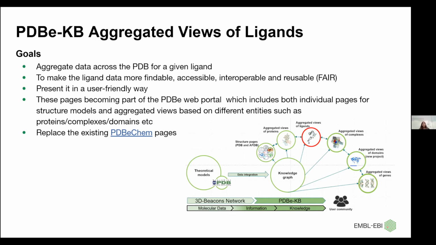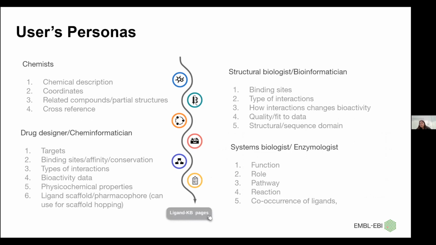And one of the major goals is, of course, to aggregate the data for a given ligand across the entire PDB archive to make the ligand data FAIR, which is to make it more findable, accessible, interoperable, and reusable, and present it in a user-friendly way. These pages will eventually replace the current service which we have for ligands, PDBeChem. All these pages will be an integral part of the PDBe web portal and will sit under the umbrella of PDBe-KB.